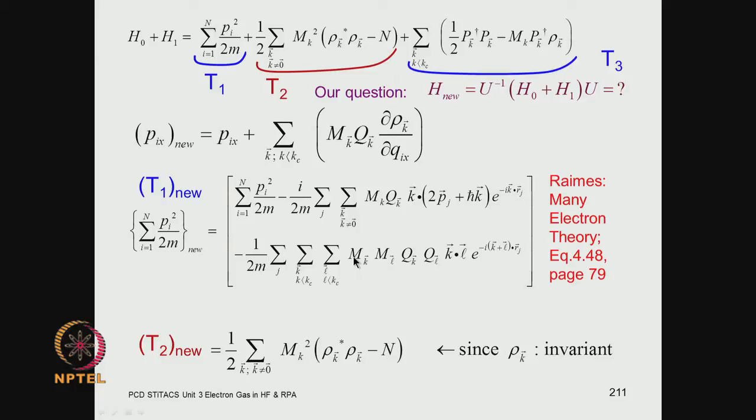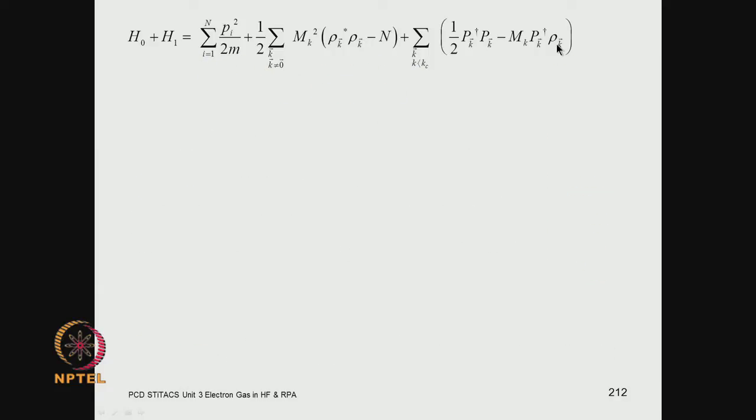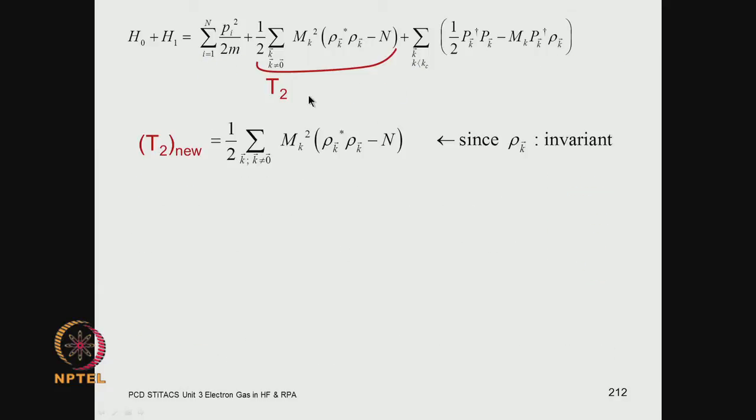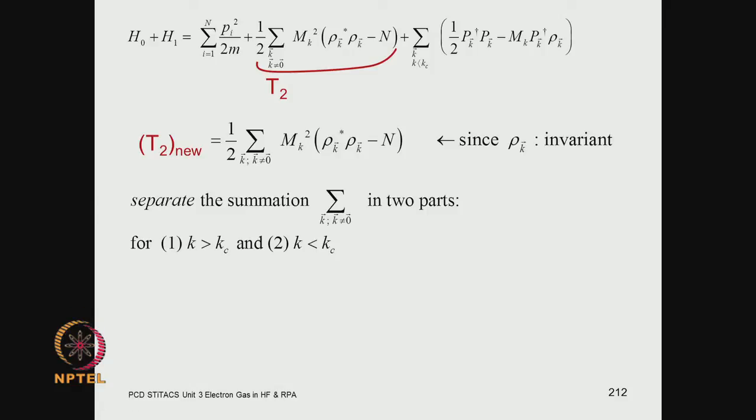Now, we have to work with T3, and this has got two parts. One is coming from the P dagger P, and the second term is coming from M P dagger rho. So, these are the three terms. T2 we know is invariant.